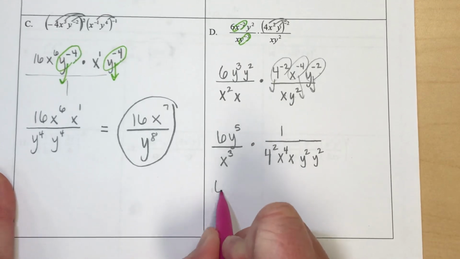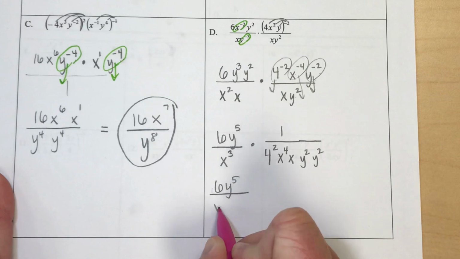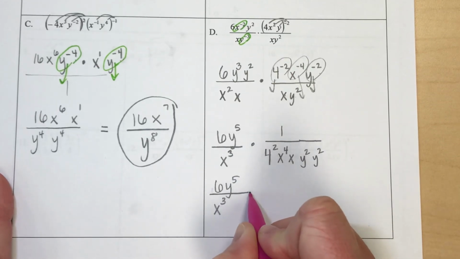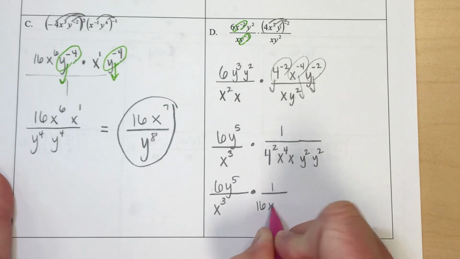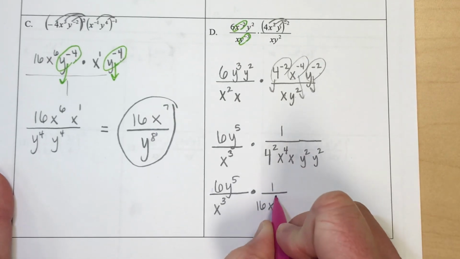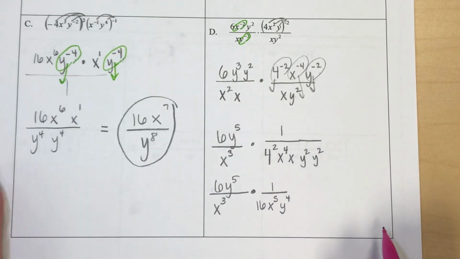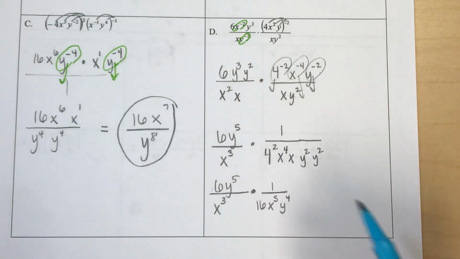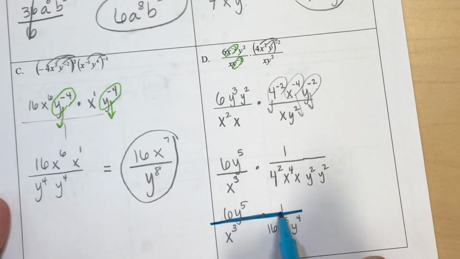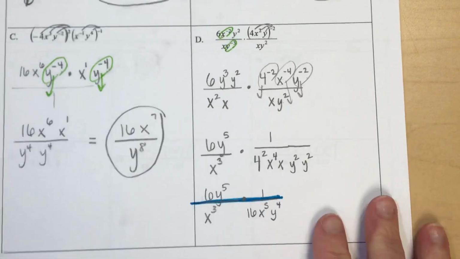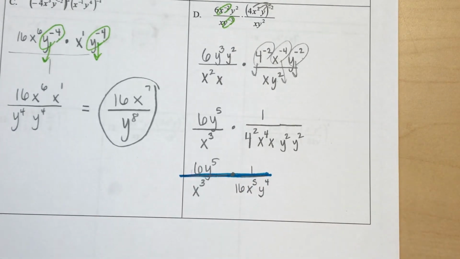All right, 6y to the 5th over x cubed, times 1 over 16, x to the 4 plus 1 more is 5. 2 plus 2 is 4. Now when we multiply a fraction, we really just have a fraction times a fraction. We really just have one giant fraction. So just think of this as all of these being multiplied on the top, all of those being multiplied on the bottom.